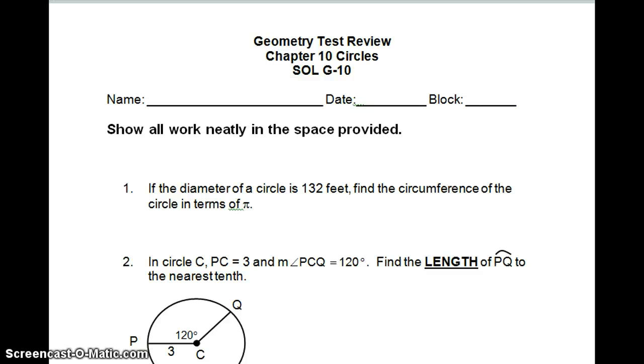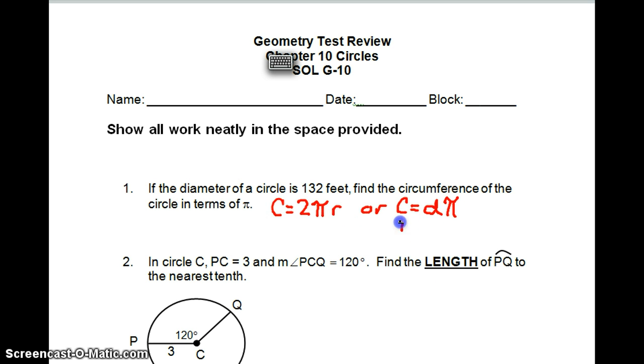This is your geometry test review for Chapter 10, Circles. Number 1, if the diameter of a circle is 132 feet, find the circumference of the circle in terms of pi. We have two formulas we can use for circumference of a circle. The first one, circumference equals 2 pi r, or circumference equals diameter times pi. Since we're given a diameter, we might as well use this one over here.